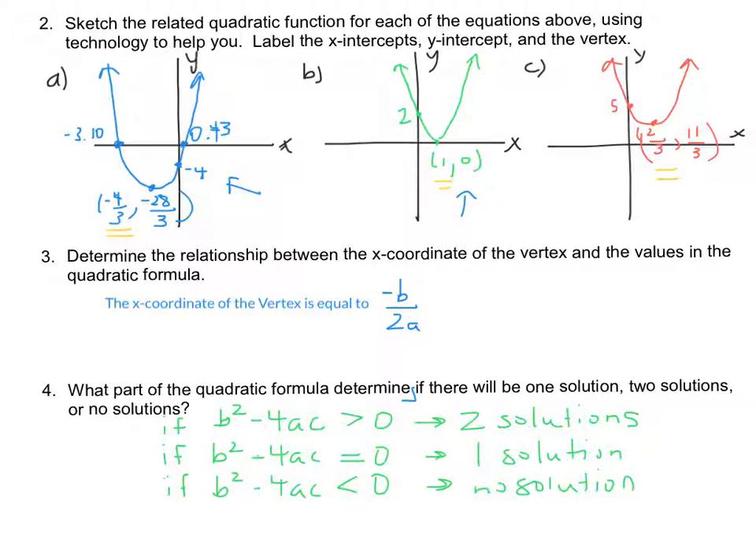Now that part under the square root sign, that b squared minus 4ac, is known as the discriminant. It's called the discriminant because it discriminates between whether there's going to be two solutions, one solution, or no solutions. Discriminant. There we are. And that was the title for our note today.